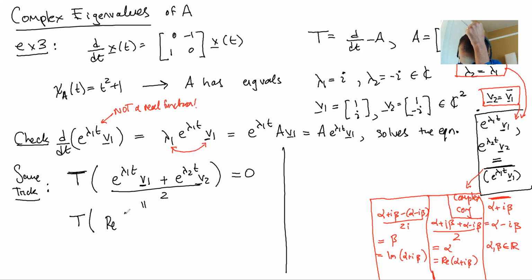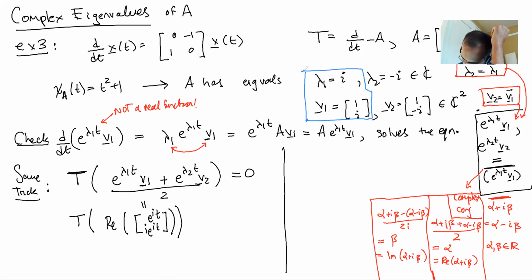So I have the real part of (e to the it times 1, e to the it times i), right, because that's what e to the lambda 1 t times v1 is. Just look at what they are here. Any questions about that step?